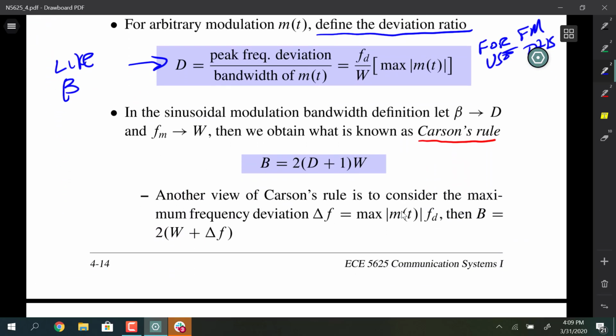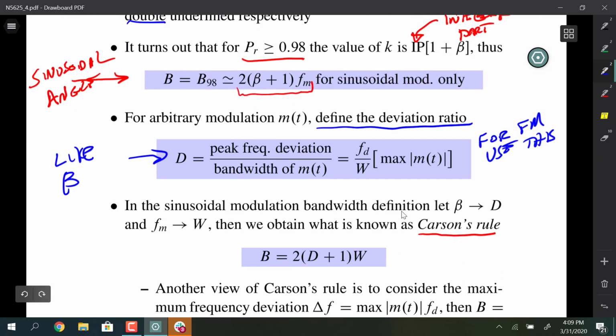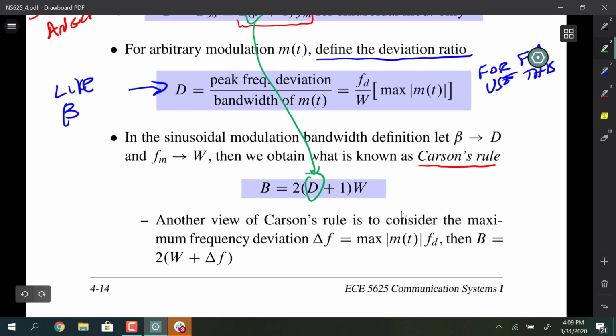So if you write that out as Carson's rule, then you're replacing beta from this equation with D, and that gives us the bandwidth of a general modulation scenario, where D is the peak deviation ratio.